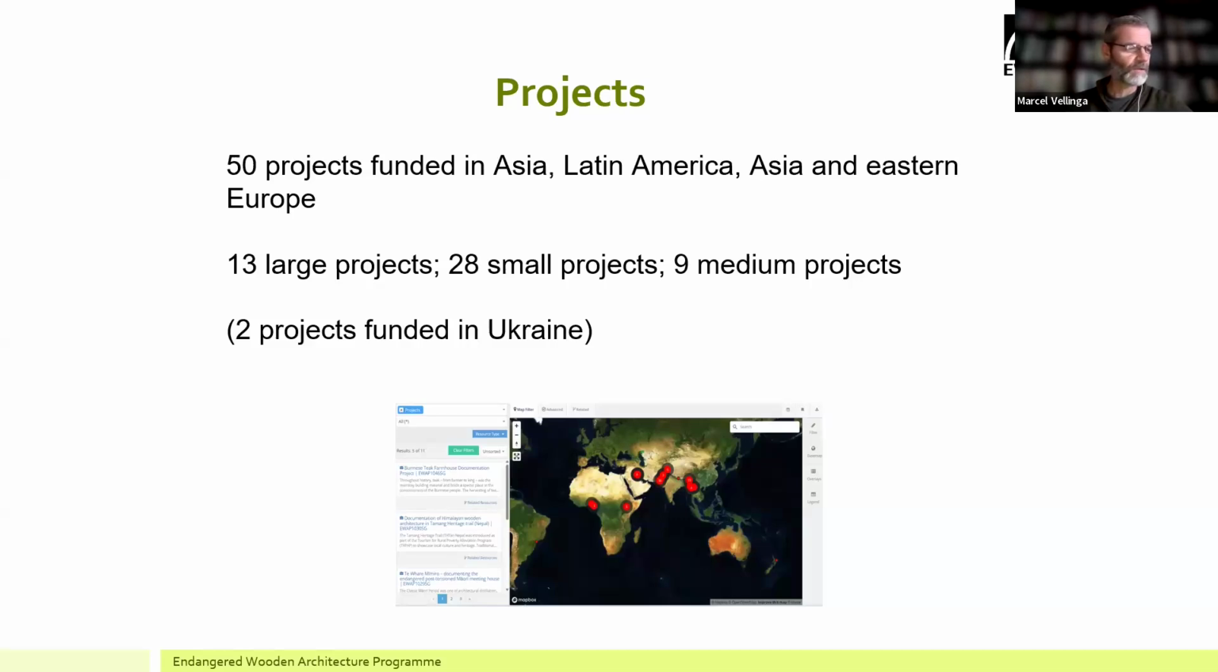I'm just looking up the details. One is called Guardians of the Forest, recording Ukraine's wooden churches by, and apologies if I don't pronounce the names correctly, Mikhailo Kochon at Lviv Polytechnic National University. So that aims to document 20 churches in Transcarpathia.